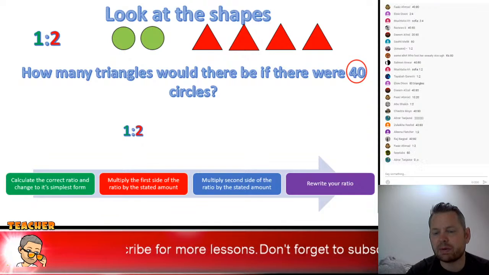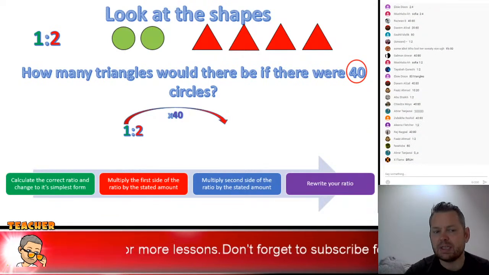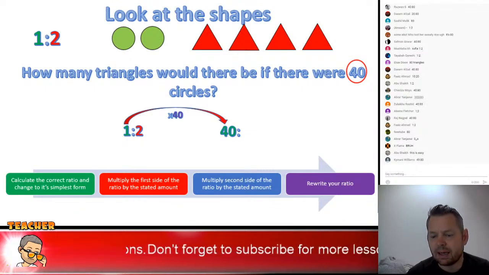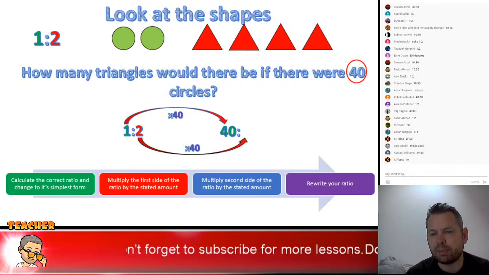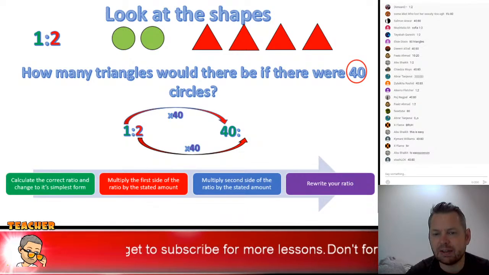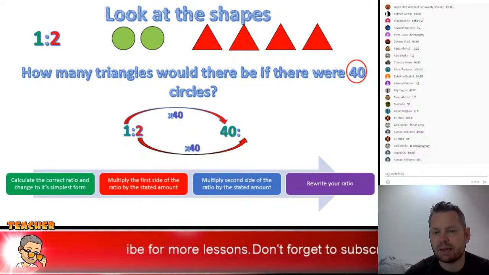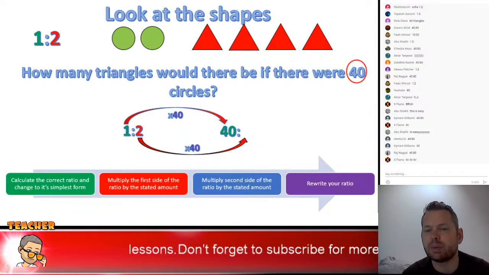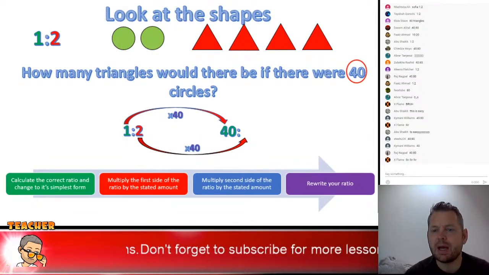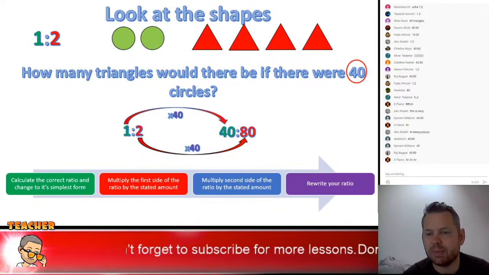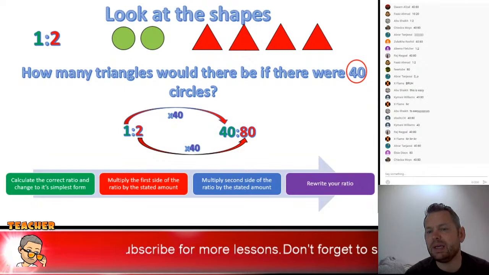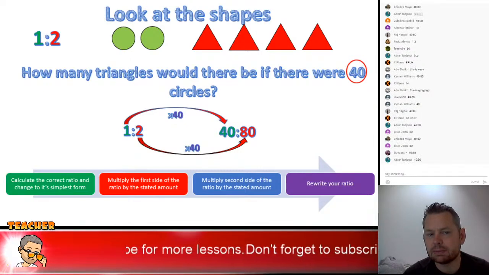Well, the circles are my green, so I'm going to multiply that by 40, which gives me 40. And then the red, I'm going to do the same. So the 2, I'm going to multiply by 40, which is also going to give me a number, and that number is 2 times 40. Now, if at this stage I'm not sure how to multiply 2 times 40, I can multiply 2 times 4, which I will definitely know, and then multiply it by 10, which would give me 80. So if there were 40 circles, I know there would be 80 triangles.